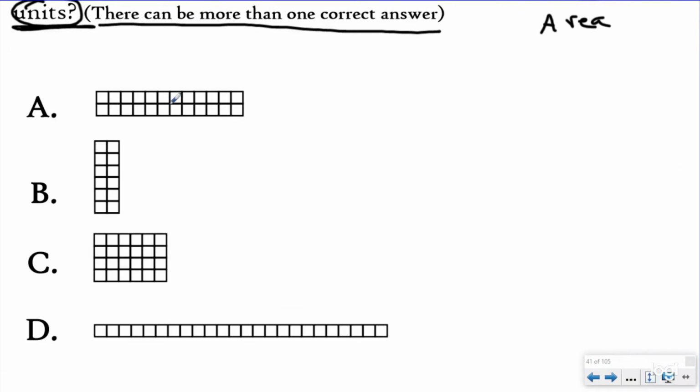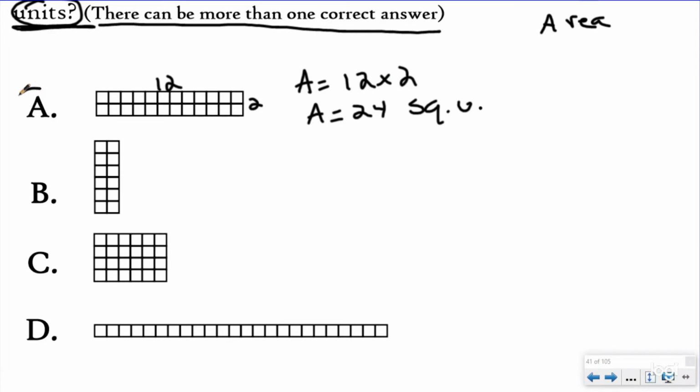You can either count the square units because these are covered, or you could use your area formula. So here I have 2 units as my width. My length is 1, 2, 3, 4, 5, 6, 7, 8, 9, 10, 11, 12 units. My area is 12 groups of 2 or 2 groups of 12. It doesn't matter. And my answer would be 24 square units. So I know that A is an answer choice.